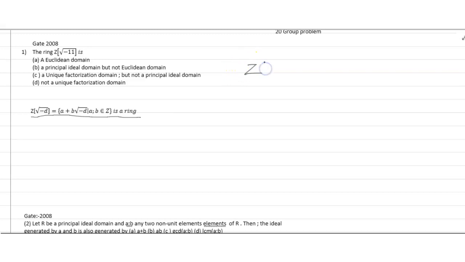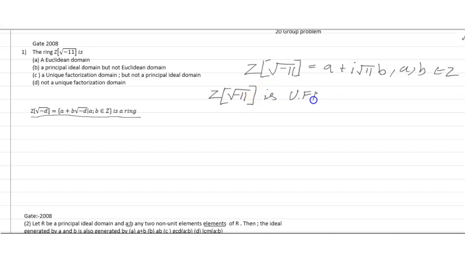So Z[√-11] can be written this way, friends: a + i√11 b, where a, b belong to Z. Whether Z[√-11] is a UFD or not, that I have to check.